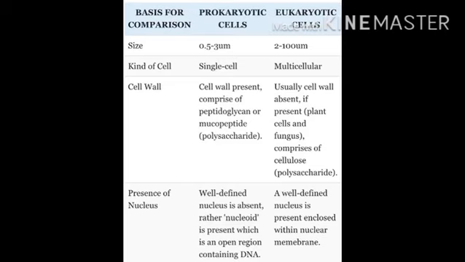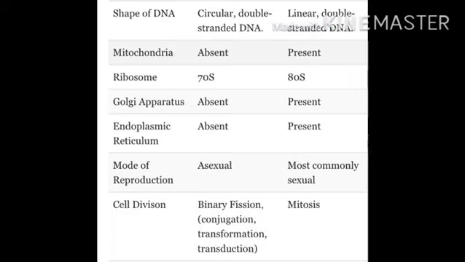Cell wall: in prokaryotic cell the cell wall is present, composed of mucopeptides, whereas in eukaryotic cell usually the cell wall is absent. If present, as in plant cells and fungi, it is composed of cellulose. Presence of nucleus: a well-defined nucleus is absent, rather a nucleoid is present, which is an open region containing DNA. A well-defined nucleus enclosed within a nuclear membrane is present in eukaryotic cell.